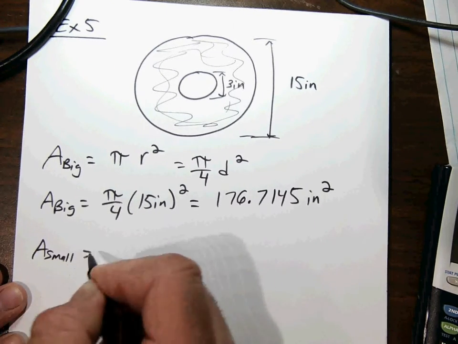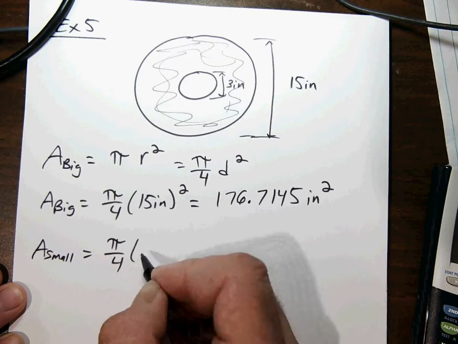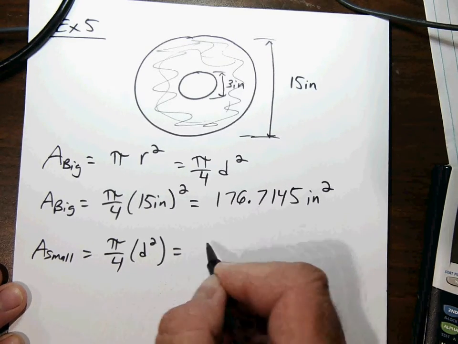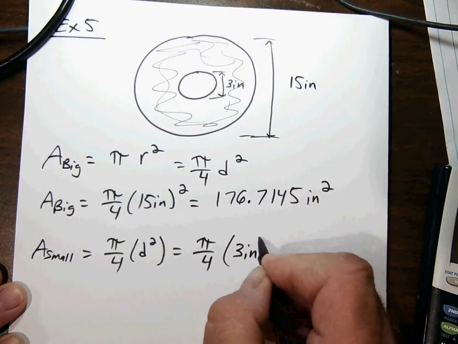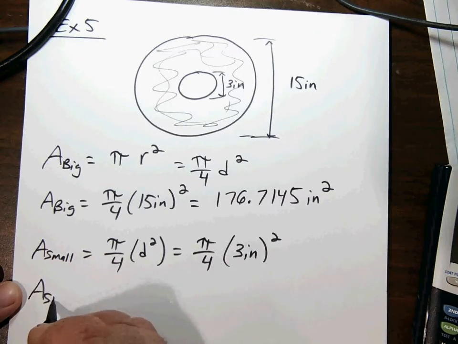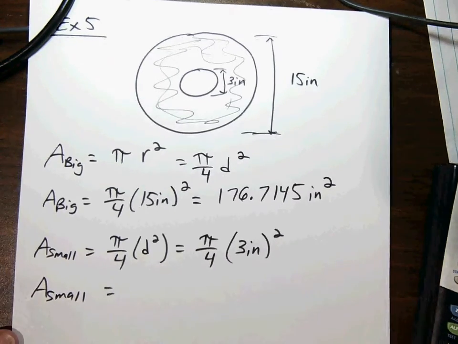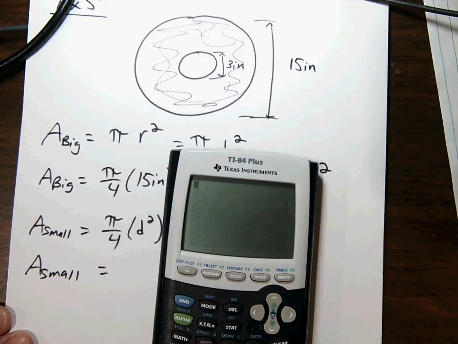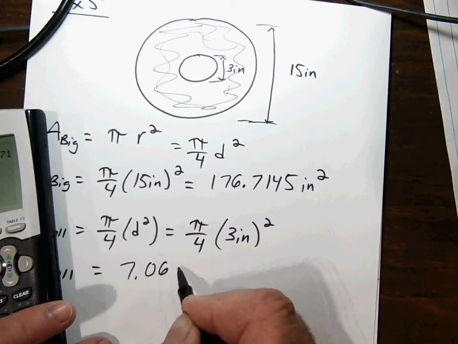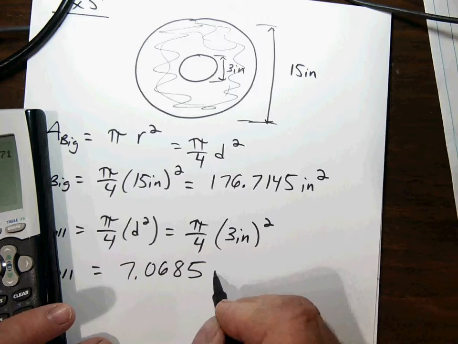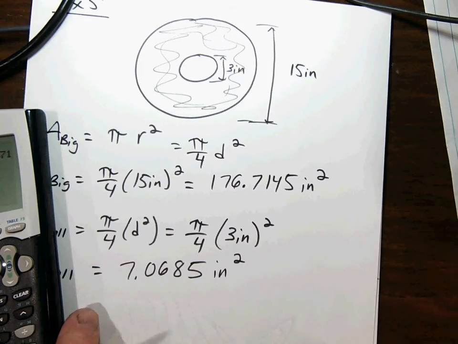Area of the small one, same formula, pi over 4 times d squared. Okay, but my diameter, of course, is a lot smaller in this case, 3 inches squared. Area of the small one, pi divided by 4 times 3 squared is 9. I'll just type a 9 in there. 7.0685. Again, inches squared, square inches.